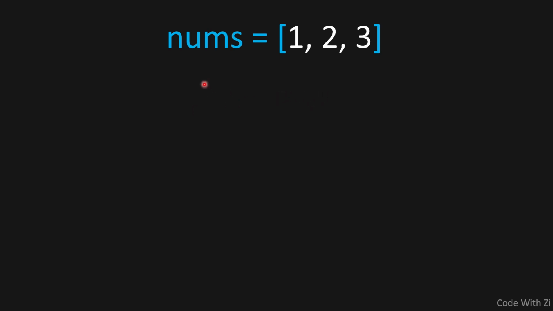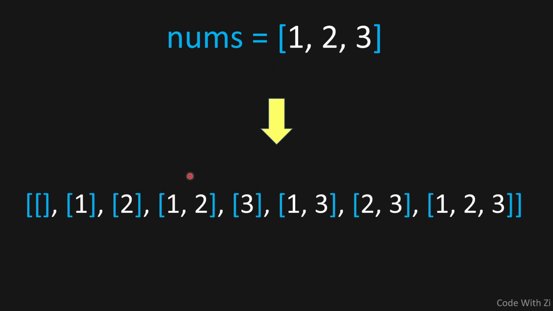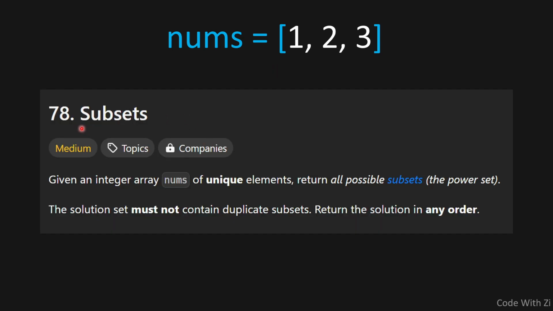In today's video, we gotta go from this array that we were given to these subsets. Why? Well, because that's what LeetCode 78 Subsets is asking us to do. Now, as you can see, it says, given an integer array called nums of unique elements, return all possible subsets. The solution set must not contain duplicate subsets. Return the solution in any order.